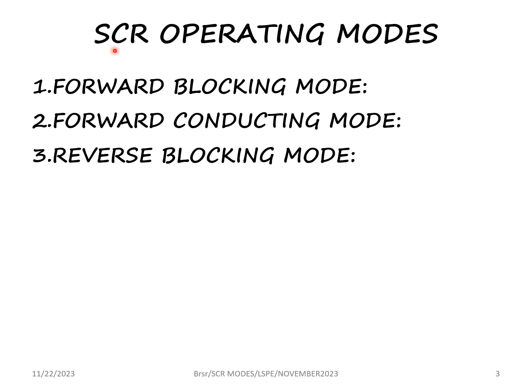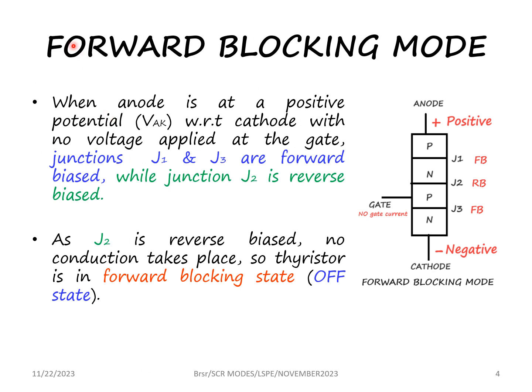There are three modes of operation for SCR: forward blocking mode, forward conducting mode and reverse blocking mode. Forward blocking mode: when the anode is at a positive potential with respect to the cathode with no voltage applied to the gate, the junctions J1 and J3 are forward biased while the junction J2 is reverse biased. As J2 is reverse biased, no conduction takes place, so the thyristor is in the forward blocking state or off state. In this case, no current flows from anode to cathode.